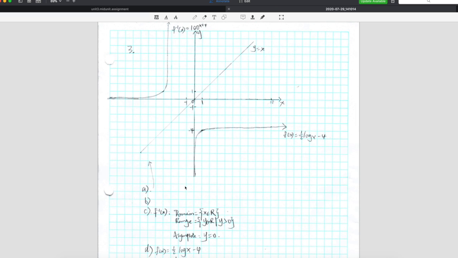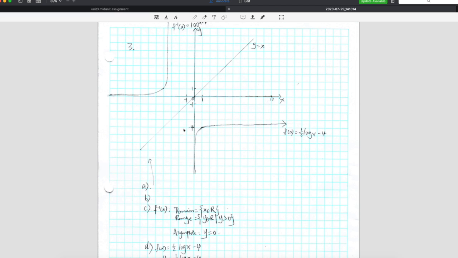But the range is limited by this asymptote, which is y equals 0. So the range is all elements in the real numbers but greater than 0. And the asymptote, obviously, is y equals 0, which is the x-axis.